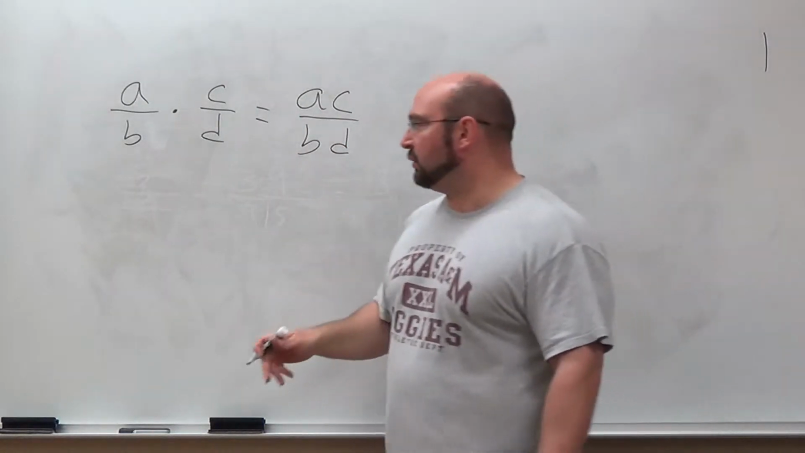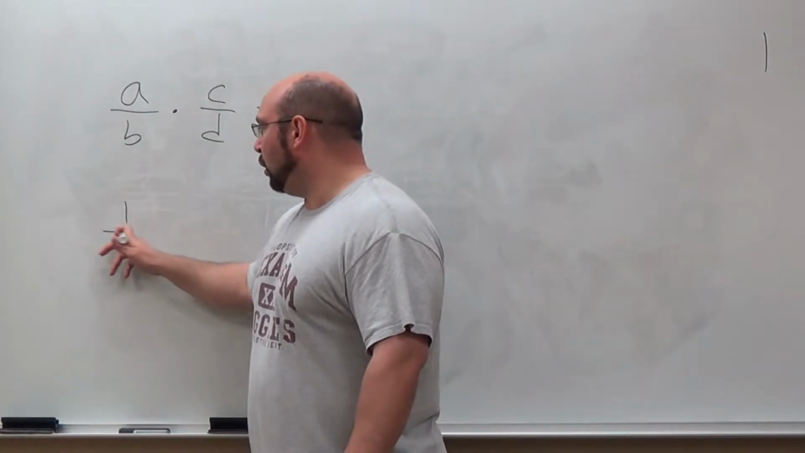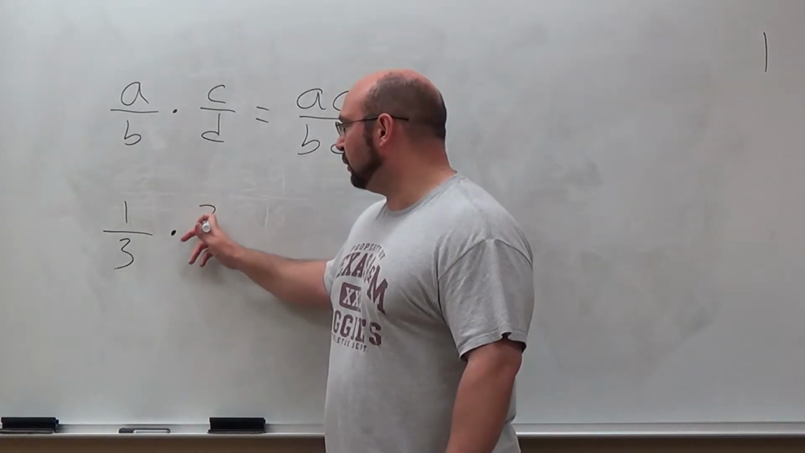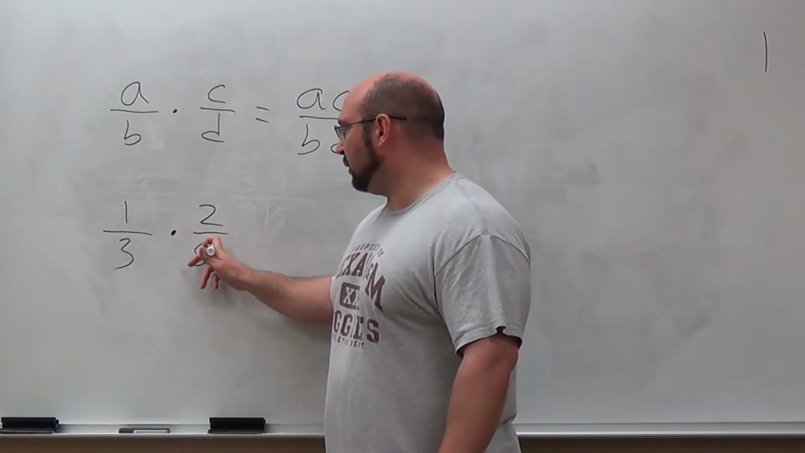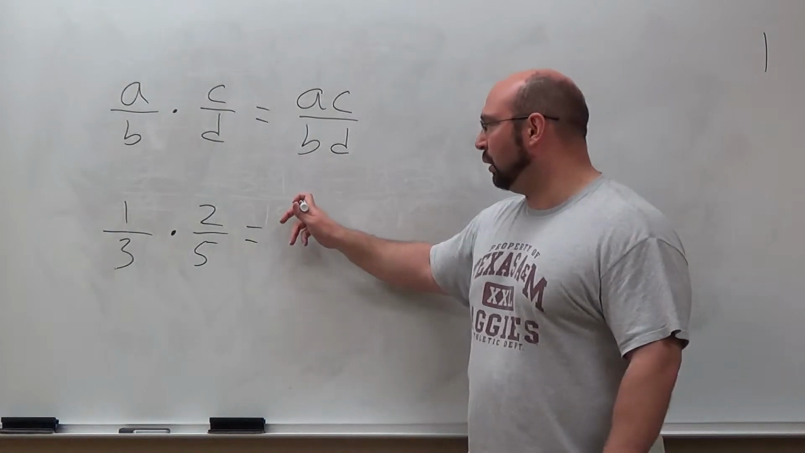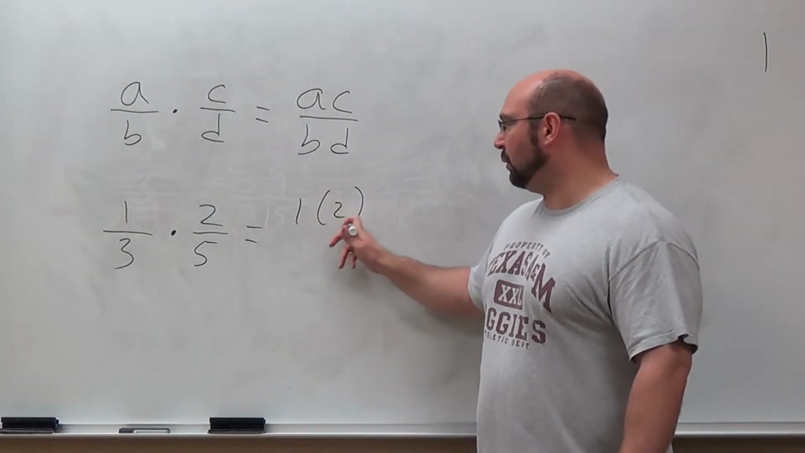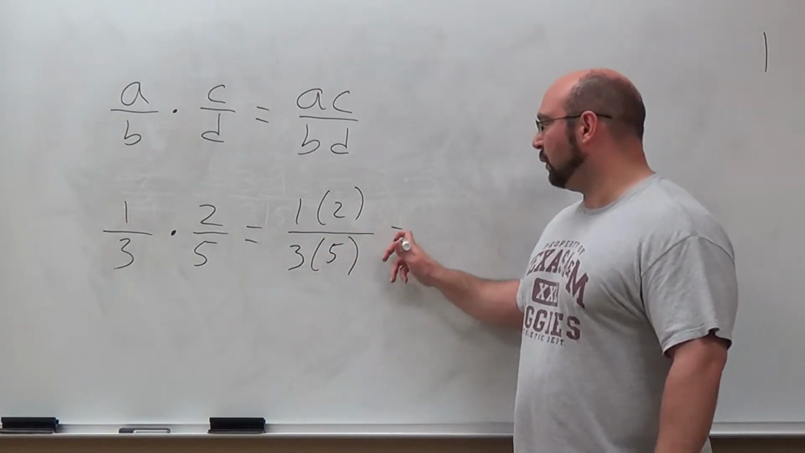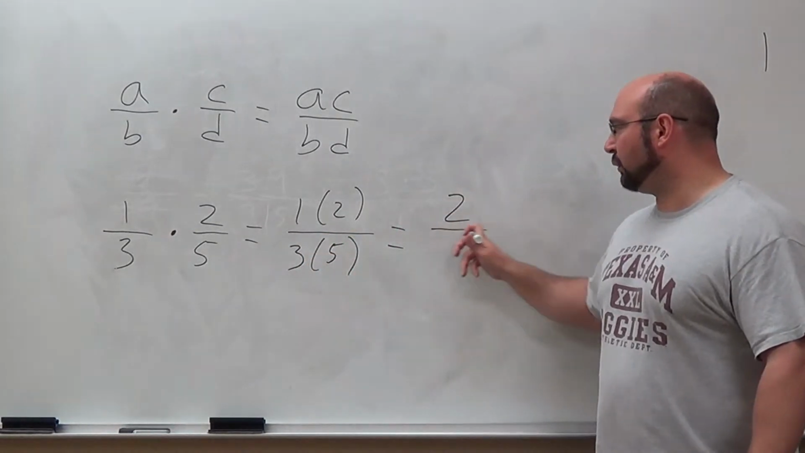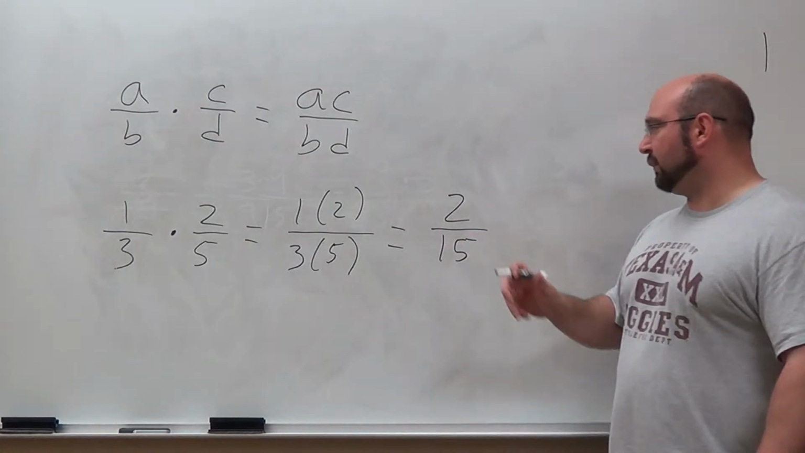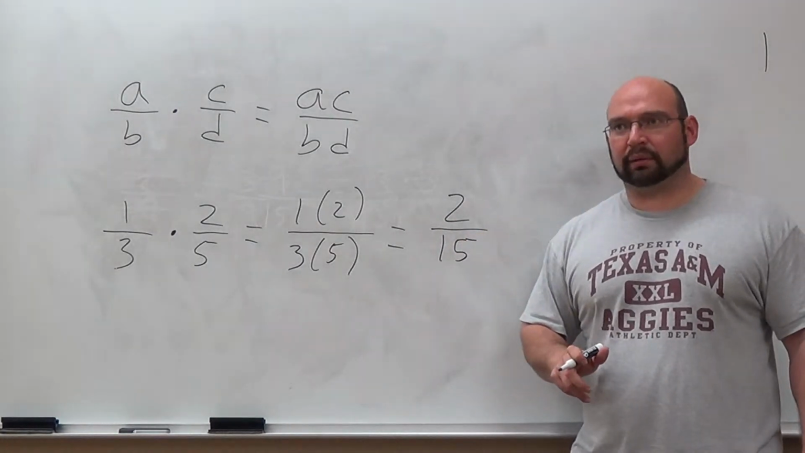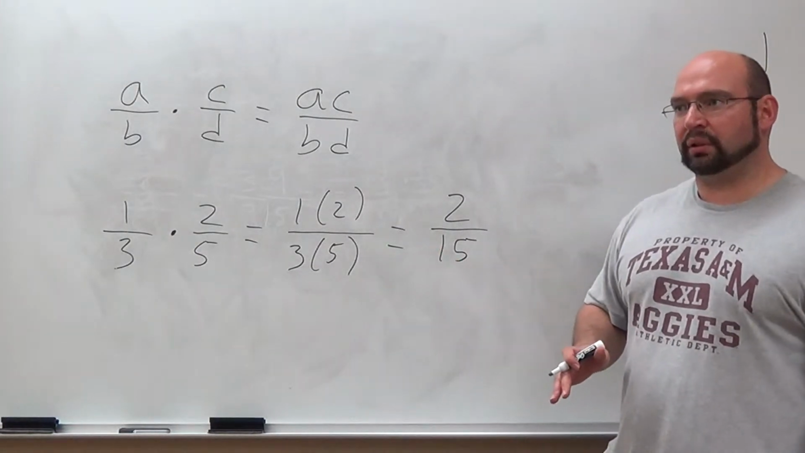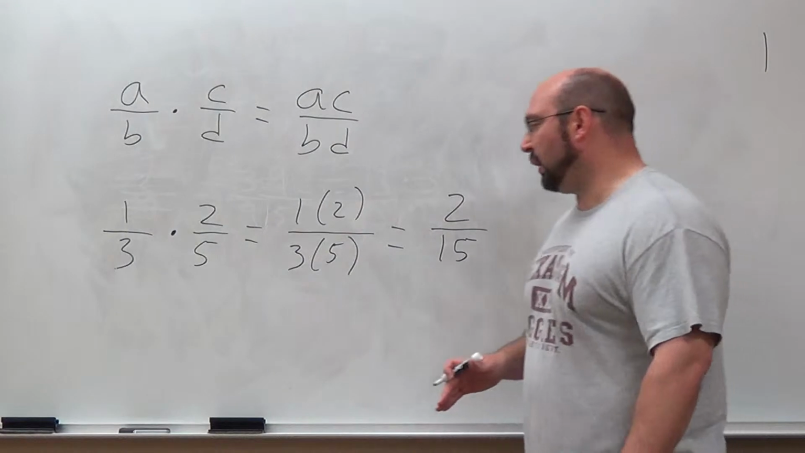All right? So, 1/3 times 2/5 is equal to 1 times 2 over 3 times 5, which is our 2 over 15. Right? Real easy. We multiply straight across. Okay?